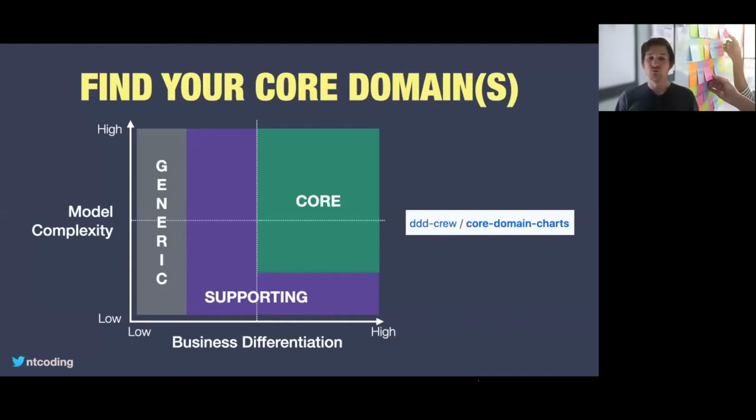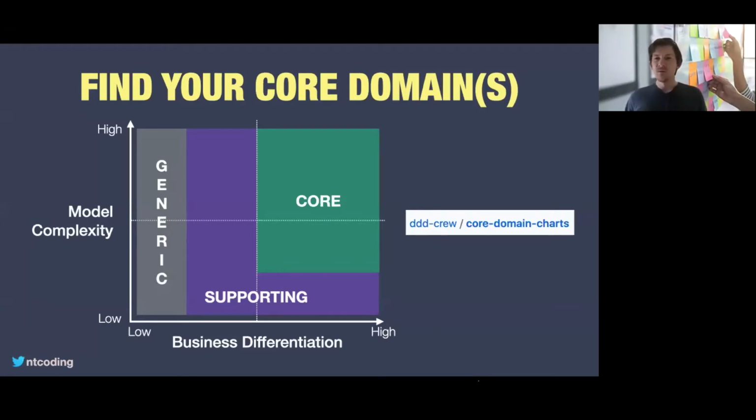It's impossible. So what we decided was, we think that a core domain, firstly, has high business differentiation. If our company does this thing really well, we can do it differently to our competitors, and that will give us a business advantage. But it also needs to be complex. If it's a simple CRUD system, it can't be our core domain.